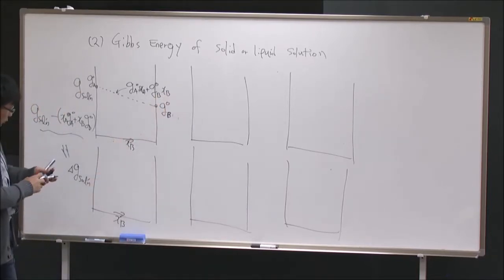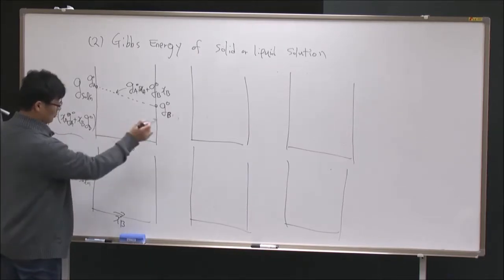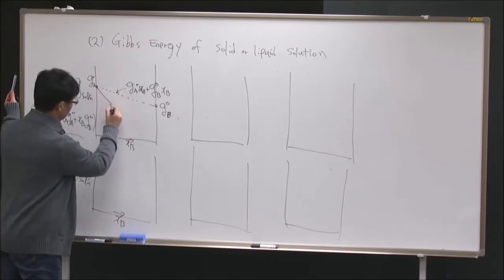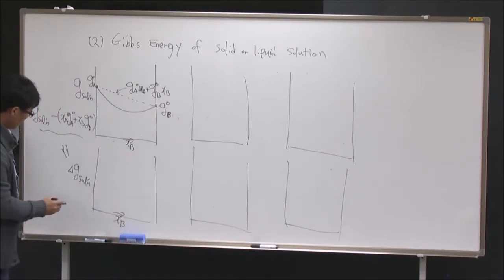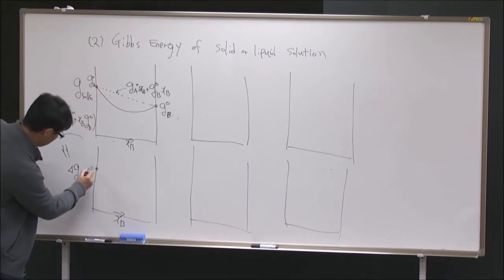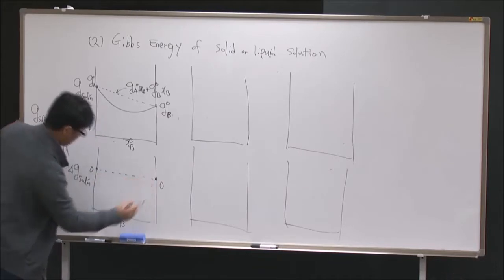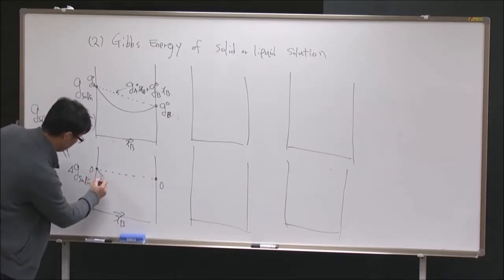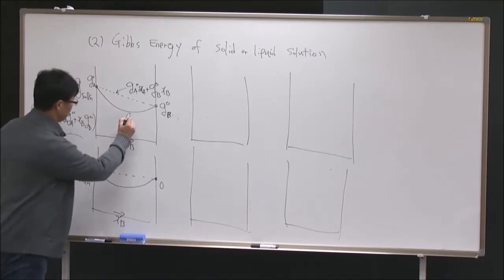And even though there's no interaction, because of the ideal mixing term we could have a negative deviation like this. Here this term is now 0, and we'll have a negative deviation like this. So this is, let's assume, the ideal case.